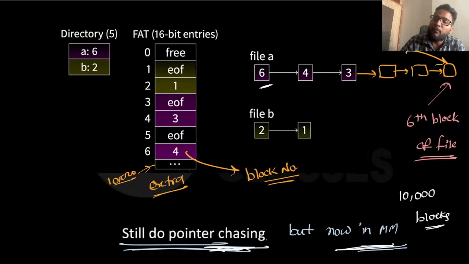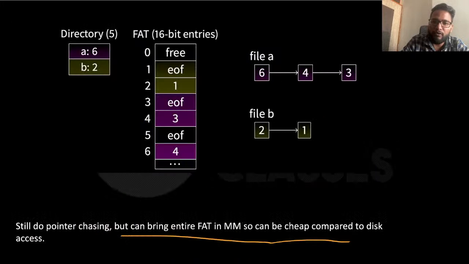But using FAT, how many reads are you doing? Can anyone tell me, using FAT how many reads are you doing? Just bringing this FAT into the main memory, which means only one read operation you are doing here, right? Only one read operation. So that's the benefit of this FAT. I hope you understood why we are using the FAT, right? That's very important to understand. Okay. Now let's talk about a few questions related to FAT.